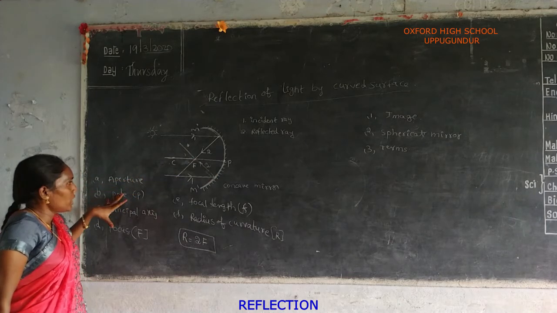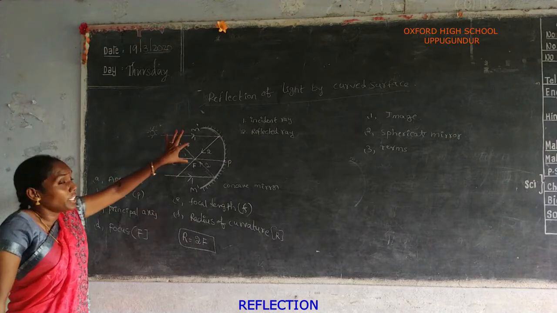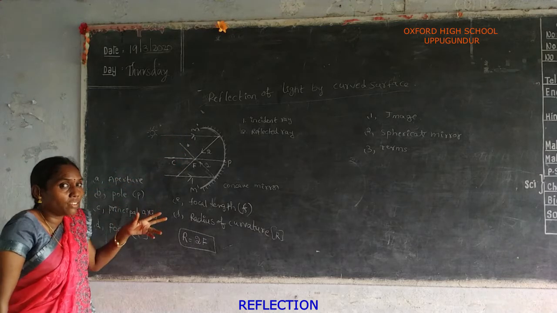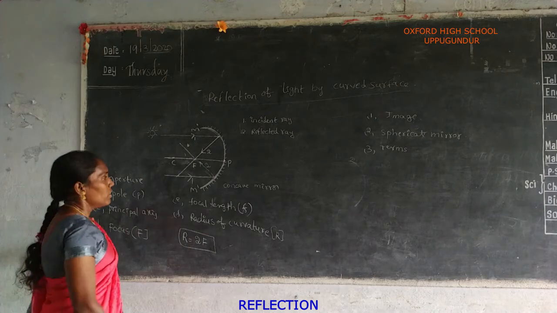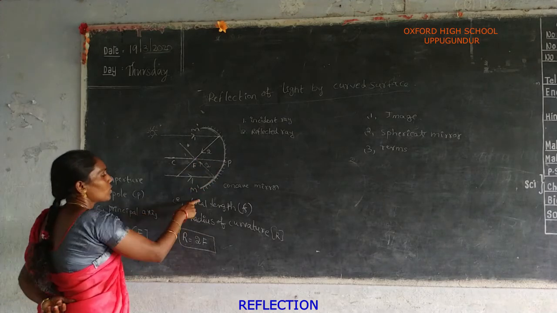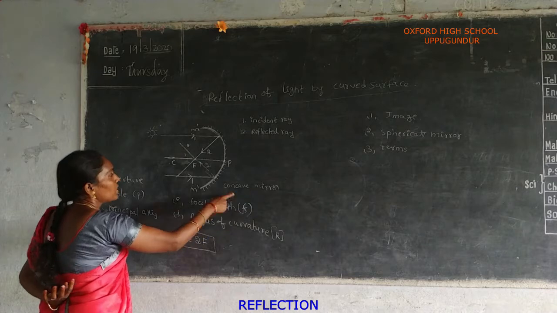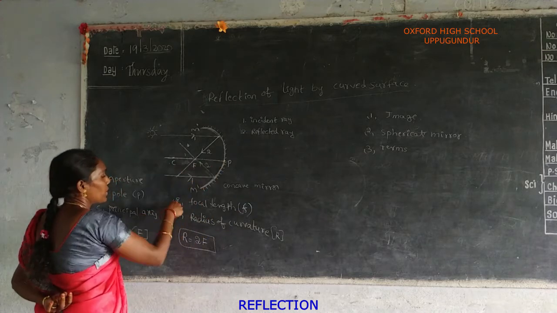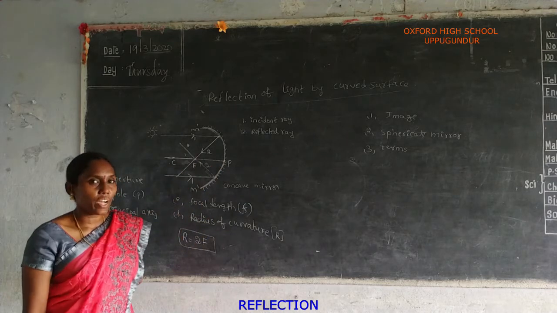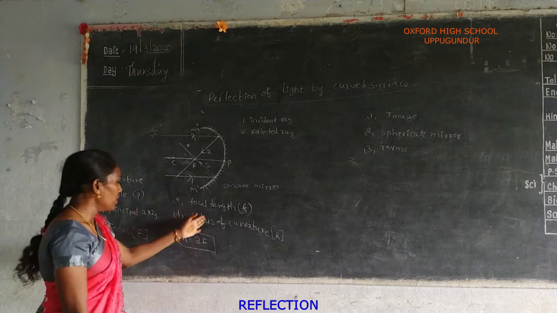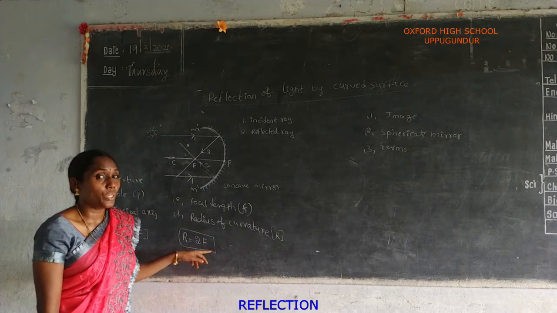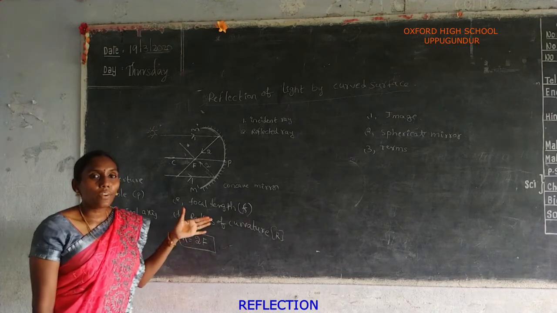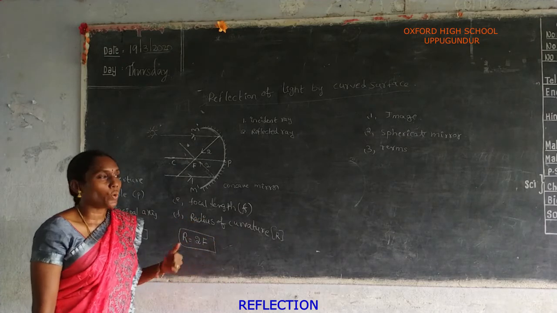Next, the reflected rays meet at a point on the principal axis. That point is called the focus. The distance from pole to focus is called the focal length, and the distance from pole to center of curvature is called the radius of curvature. The relation between radius of curvature and the focal length is R equals 2f. The radius of curvature is equal to twice the focal length.